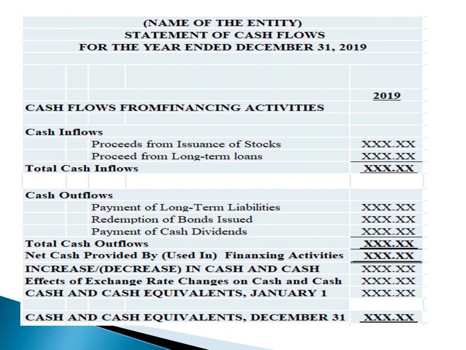So the financing, usually these are proceeds from the issuance of stocks, proceeds from long-term loan, and then the cash outflow would still be the payment of liabilities and bonds. And the cash dividend, take note this one is payment because this pertains to our stockholders' equity. Then we add up our beginning cash and cash equivalent, with the exchange rate effect, so that we will be able to come up with our cash and cash equivalent at the end of the period.